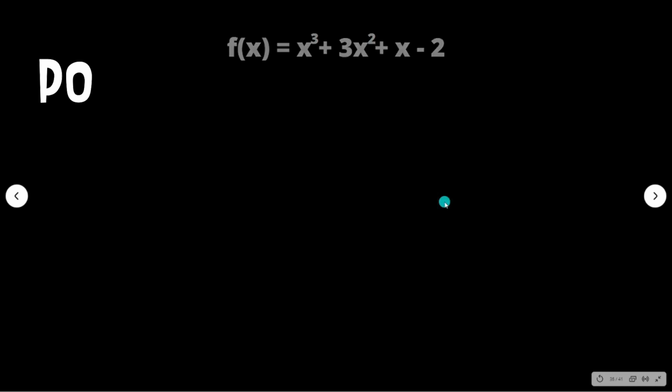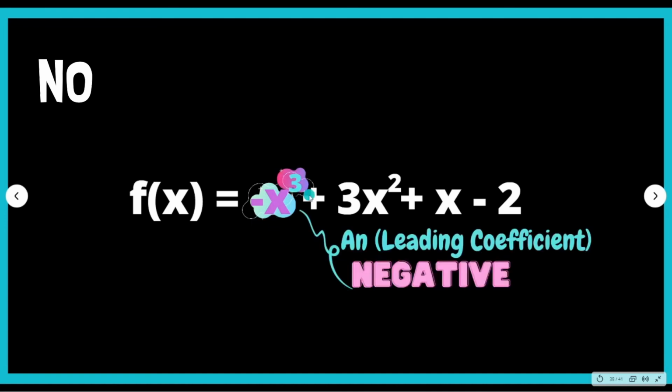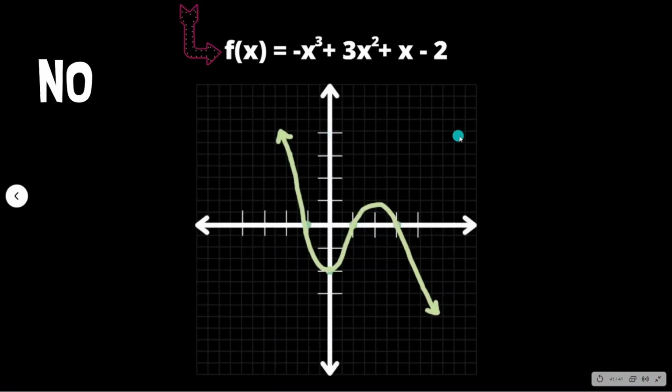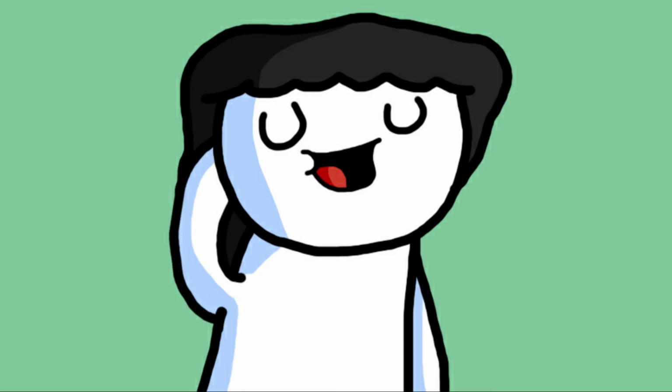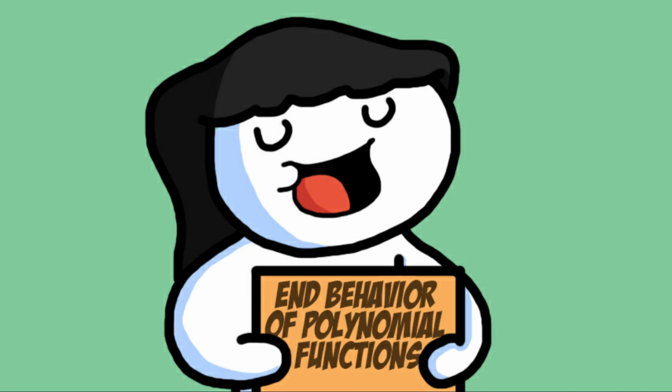The last example is, f of x is equal to negative x cubed plus 3x squared plus x minus 2. The leading coefficient is negative and the degree is odd. Therefore, it is an NO. So when plotted, it rises on the left and it falls on the right. And that's the end behavior of polynomial functions.